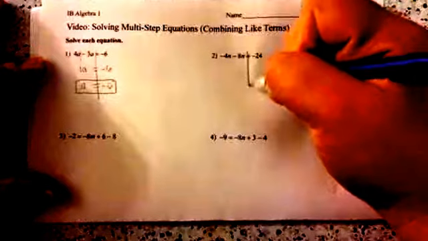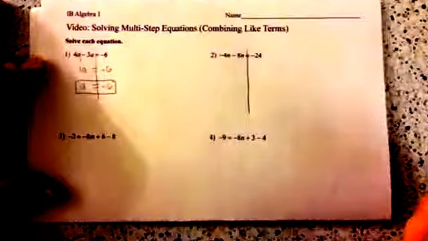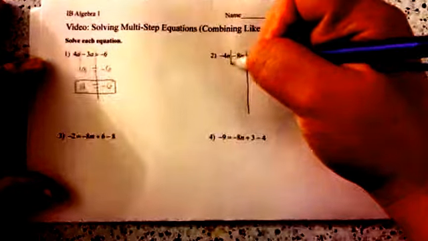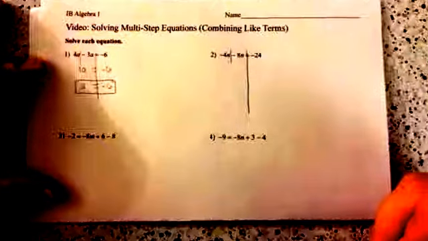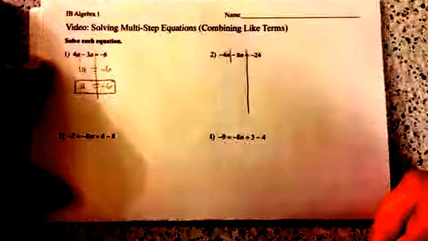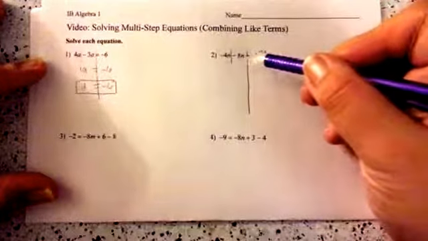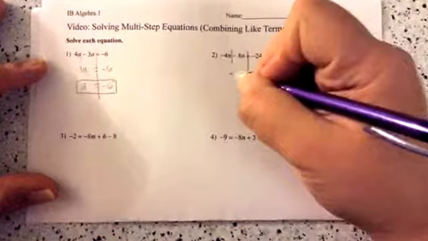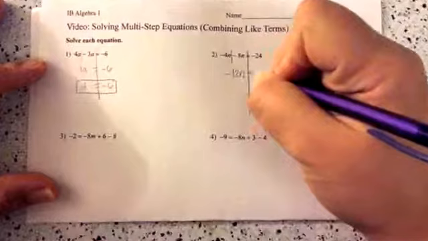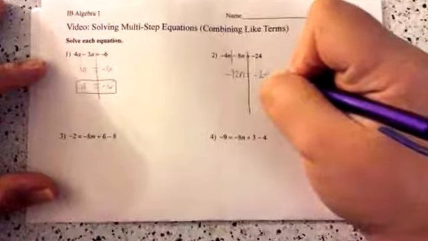Okay, looking at the second example, negative 4n minus 8n equals negative 24. So again, I'm going to divide both sides of the equal sign with a vertical line. On the left side, again, I've got two terms. Both of them have n's. The first term is negative 4n. The second term is negative 8n. When I combine them, I basically just look at their coefficients and do whatever operation I see. So negative 4 minus 8 is going to be negative 12. So over here I've got negative 12n equals negative 24.